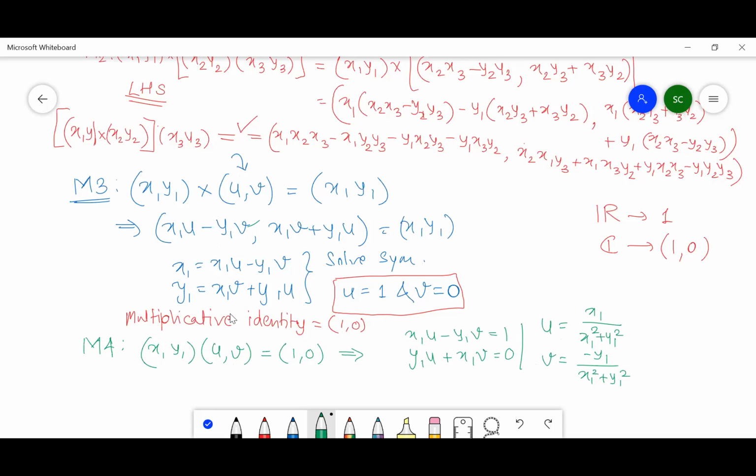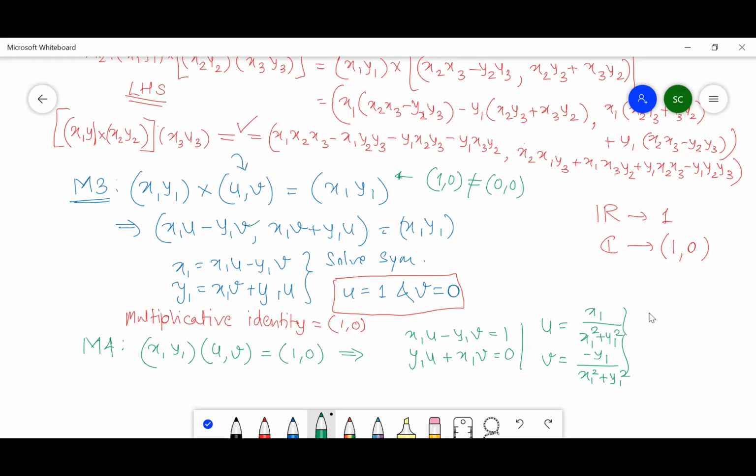Okay. Now, the multiplicative identity that you have got here, in M3 we should have said, yes, (1, 0) is not equal to (0, 0). That is the additional thing which we need to write in M3, which we forgot, where we have to say that the multiplicative identity is different from the additive identity. Okay. That is the only point which is remaining. Otherwise, everything is correct. You have got u and v. Now we will cross check whether we are in trouble for any values of x1 and y1.